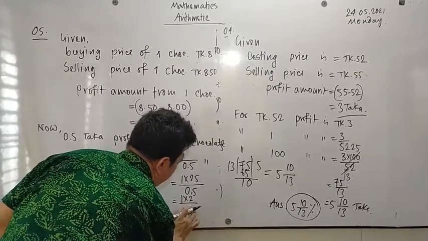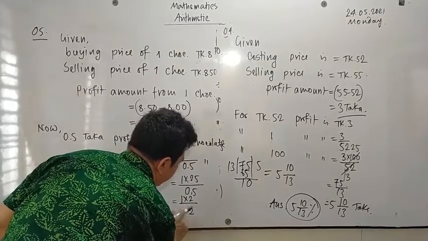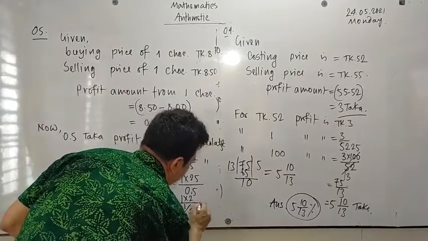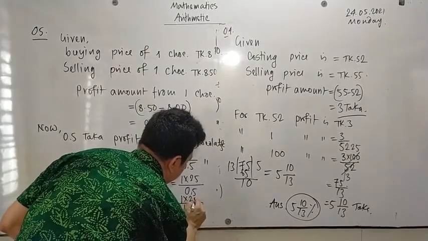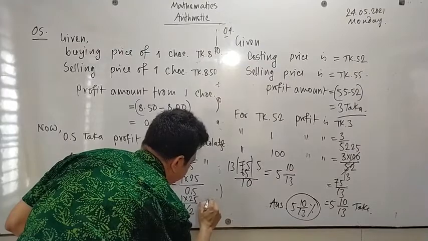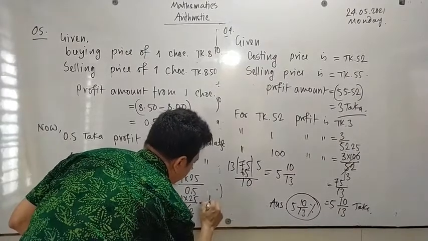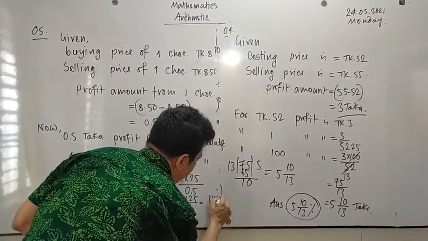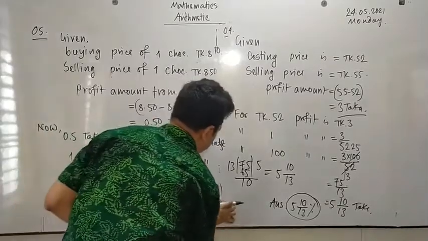What is the meaning of 0.5? 0.5 is half. So we can write 25, we can write 1 into 25. I think I have to write it there.